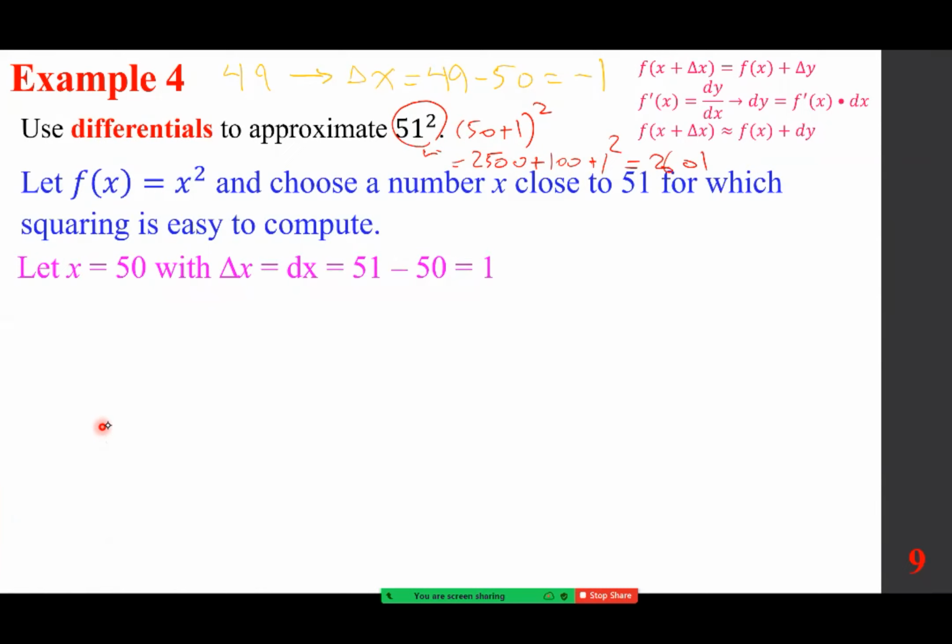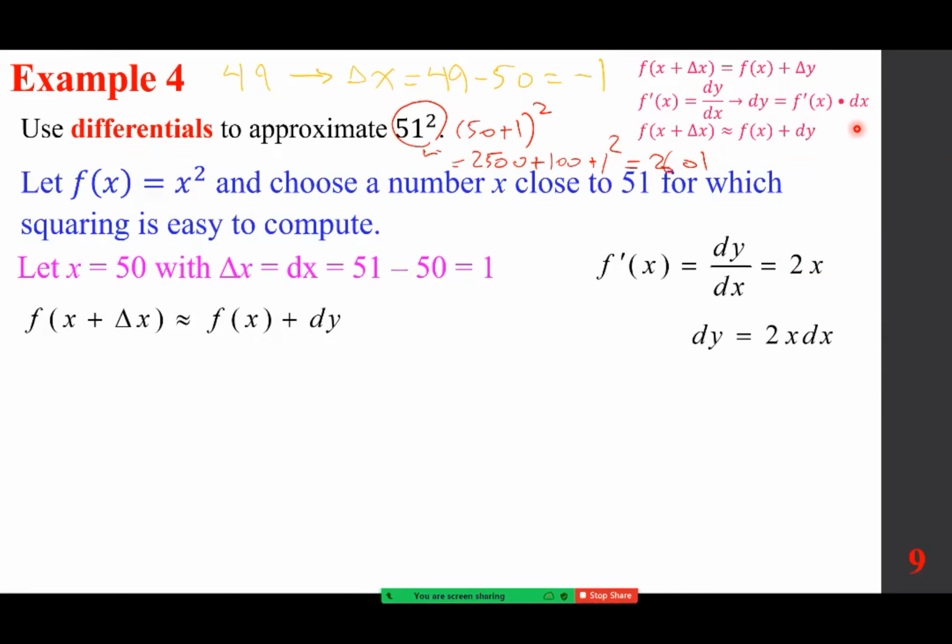And so what happens now, we want f of x plus delta x, and we want to approximate it with this, f of x plus dy. That's what we want to use. So the first thing is, what is dy? Well, let's find dy by finding f prime of x. Here's your f of x. So f prime of x, or dy dx, is 2x, right? We differentiate that. So what is dy? The same thing, times dx. Let's go back here. What is f of x? X squared. What is dy? 2x dx. And now it's time to plug in.